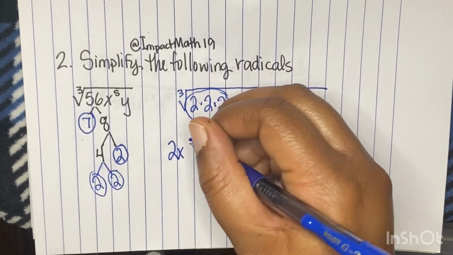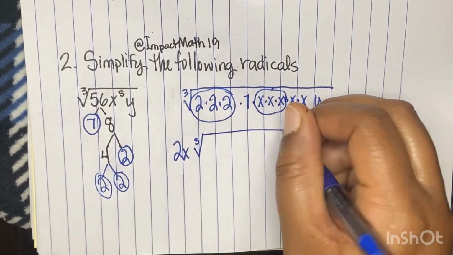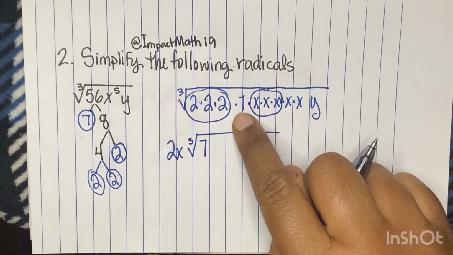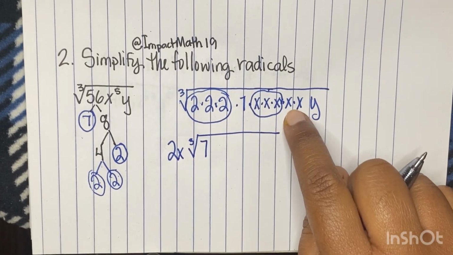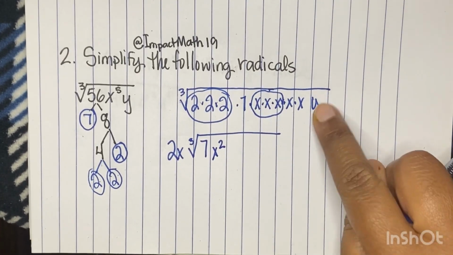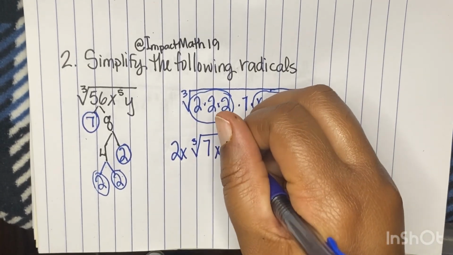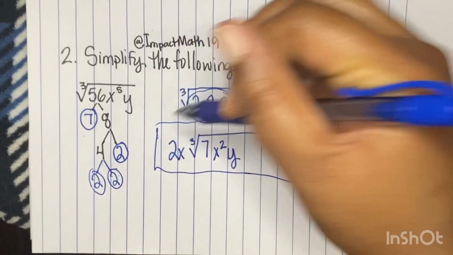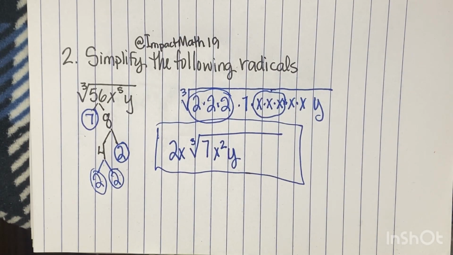Then we have to keep the cube root. And we have this 1 7, so it has to stay in because it doesn't have 2 more 7's. We have 2 x's, so we have x to the 2nd. And we have this lonely y that has to stay under there as well. And this would be our beautiful answer. Alrighty, I hope that helps. Let's continue.